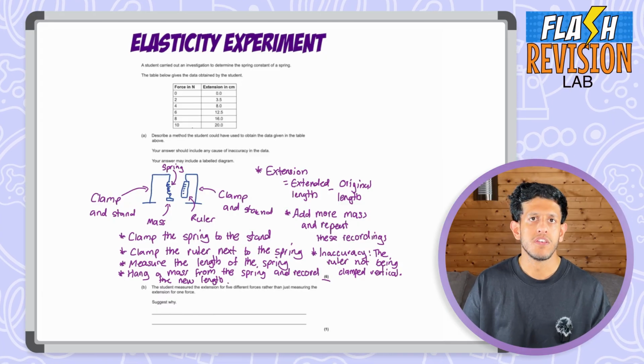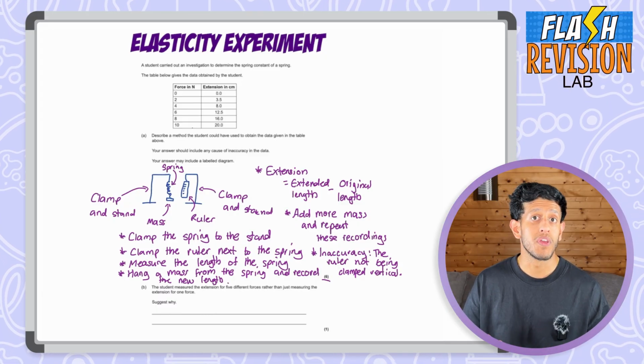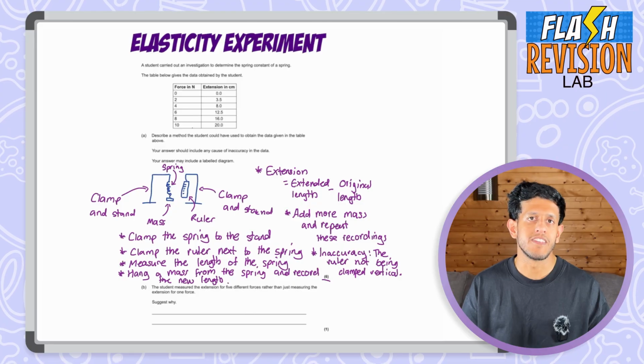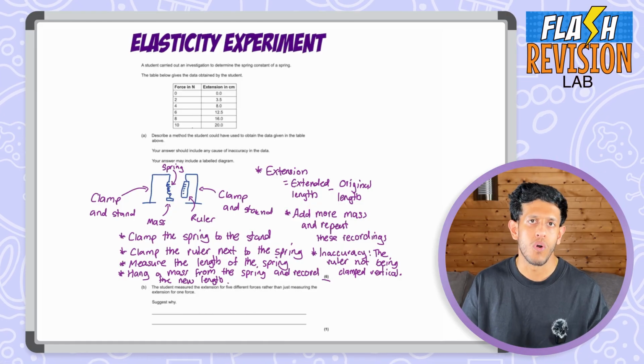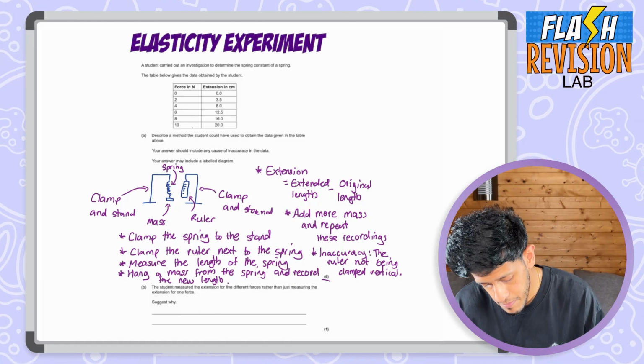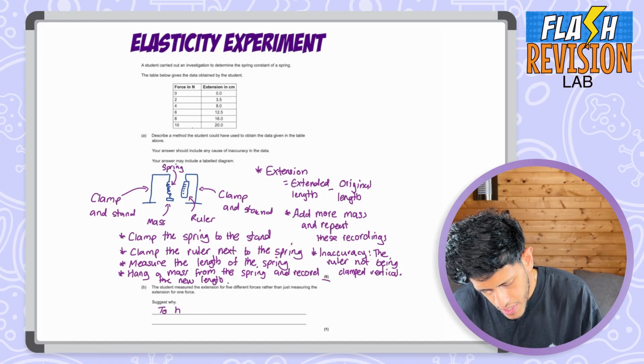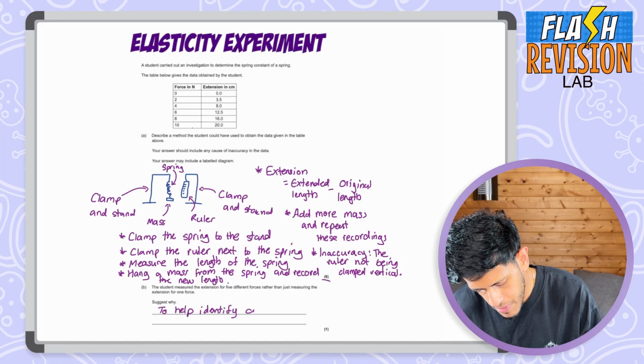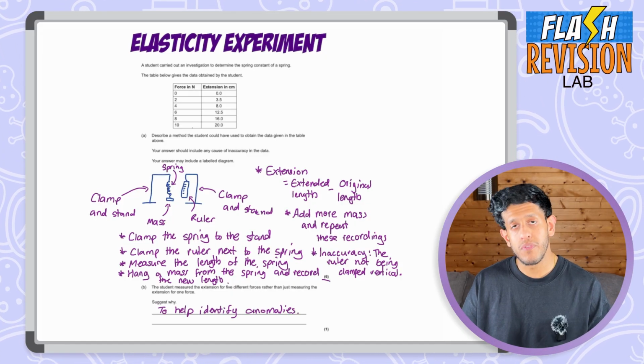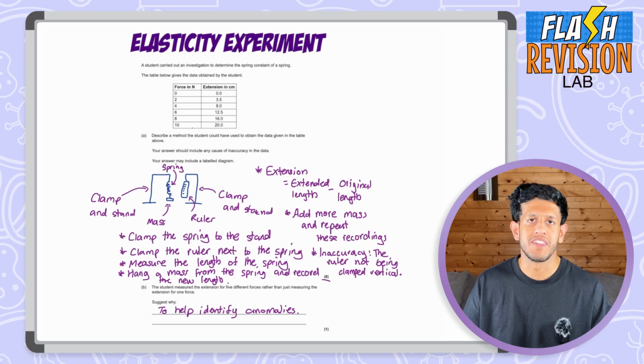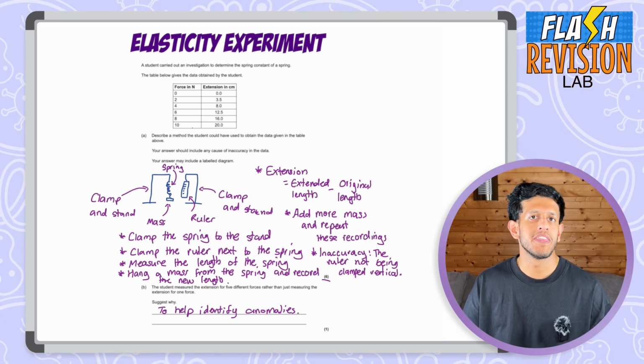There could be an error there. So to highlight any errors, or what we call anomalies, we will repeat this at different forces to give us a different value of spring constant. So simply the answer here is to help identify anomalies. So a bit of a large question there, mostly around explaining an experiment. These are always quite difficult ones, but once you remember the method, you'll be fine.